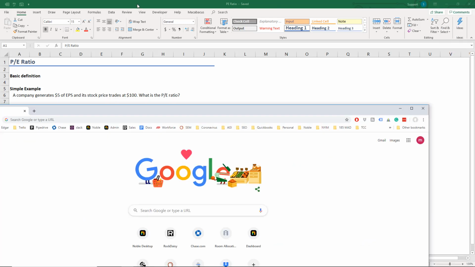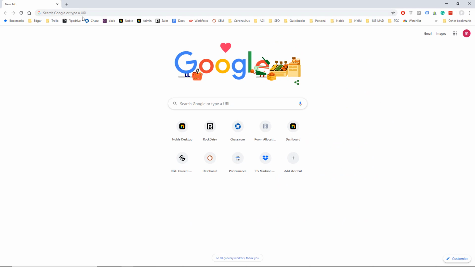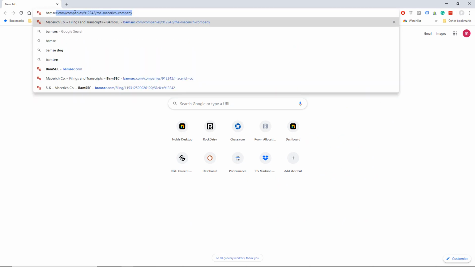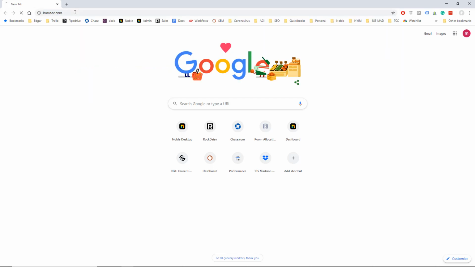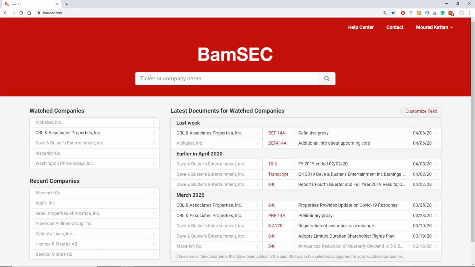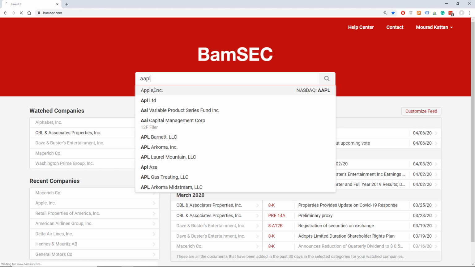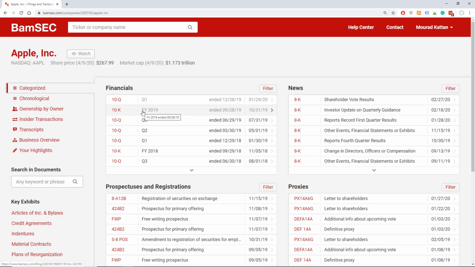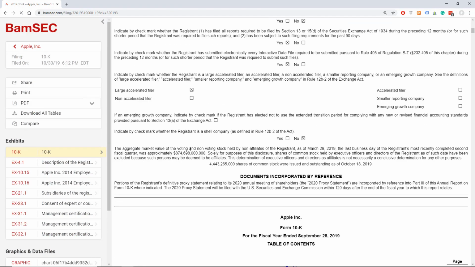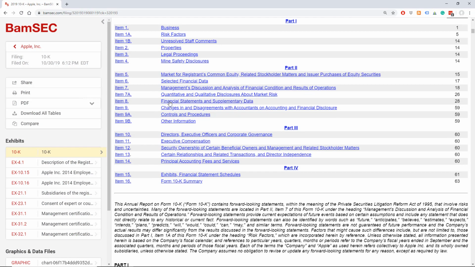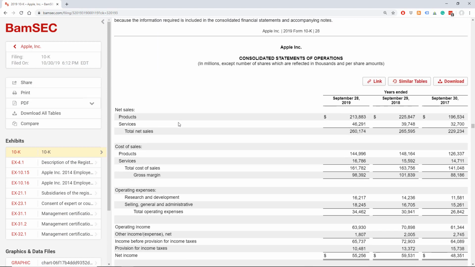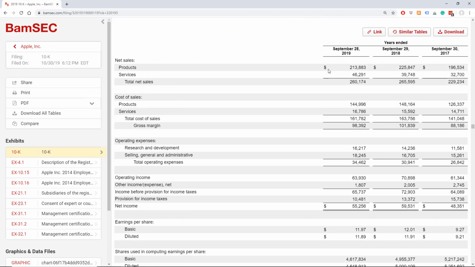So I'm going to bring in Google here, and I'm going to go to my tool to quickly find financial data, bamsec.com. I'm going to type in the ticker AAPL, and I'm going to go to the latest annual report, fiscal year 2019. From the home page, I could hit item 8, and I could get to the income statement.